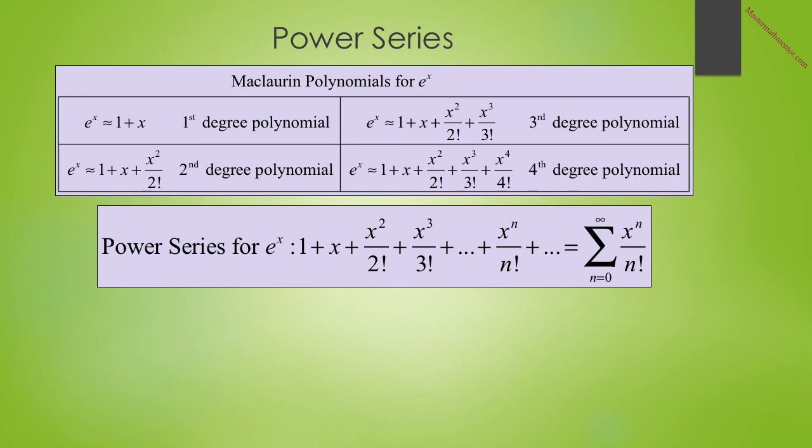a power series. The power series for e to the x would be 1 plus x plus x squared over 2 factorial plus x cubed over 3 factorial plus ... plus x to the n over n factorial plus ..., and that can be written as summation n equals 0 to infinity of x to the n over n factorial. What is more important is that this series converges for all real numbers x, allowing calculators or computers to calculate e to the k, where k is a constant, to extreme accuracy by using the power series.